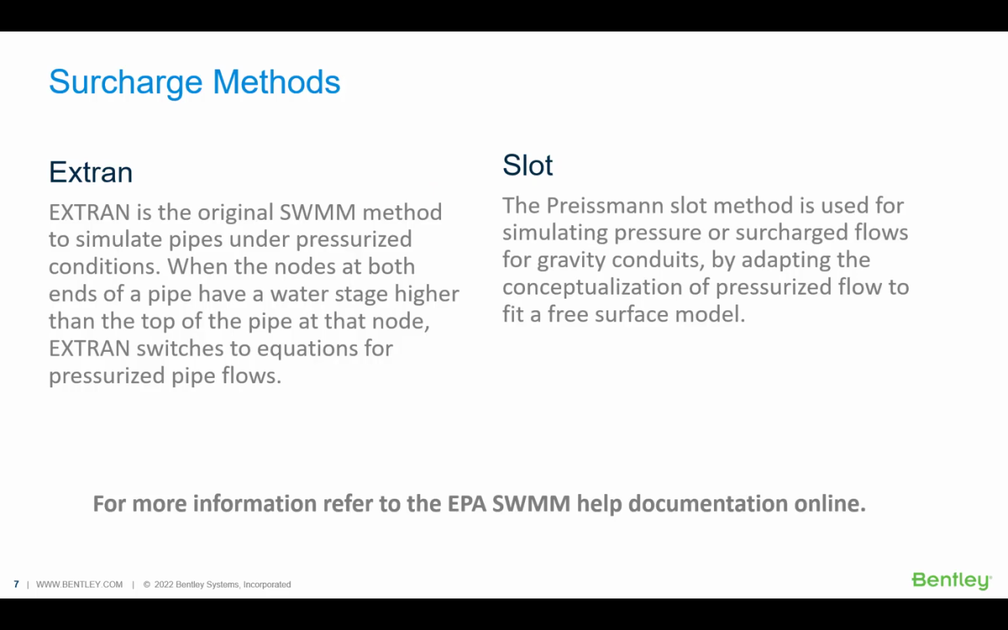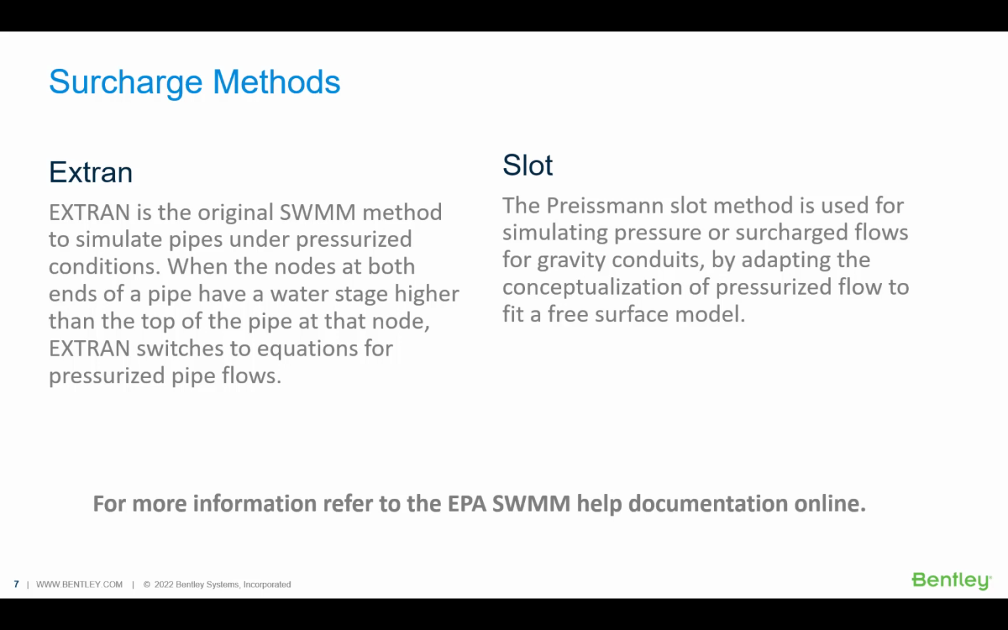The two options are Extran and Slot. If you're using Extran, this is going to be the original SWMM method to simulate pipes under pressurized conditions when the nodes at both ends of the pipe have a water stage higher than the top of the pipe at the node. Extran switches the equations for pressurized pipe flows.